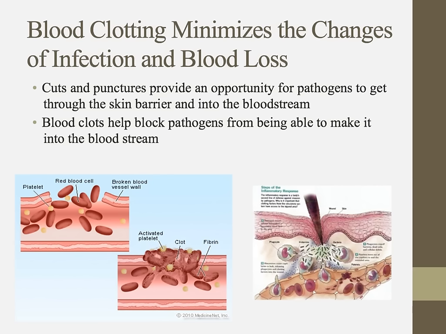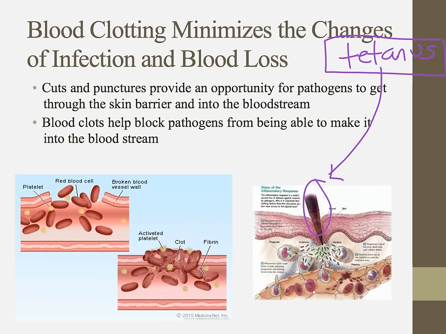Now, there are lots of ways for pathogens to get into your body. A really common way that things get in there is through a cut. So I'm thinking of something like tetanus, okay? Tetanus is a soil bacteria, so if it's on like a nail or something, and then you puncture your skin and it has that bacteria on it, that pathogen can make its way into the bloodstream. So cuts and punctures are a really good opportunity for those pathogens to make it in past your body's primary defense, which is the skin.